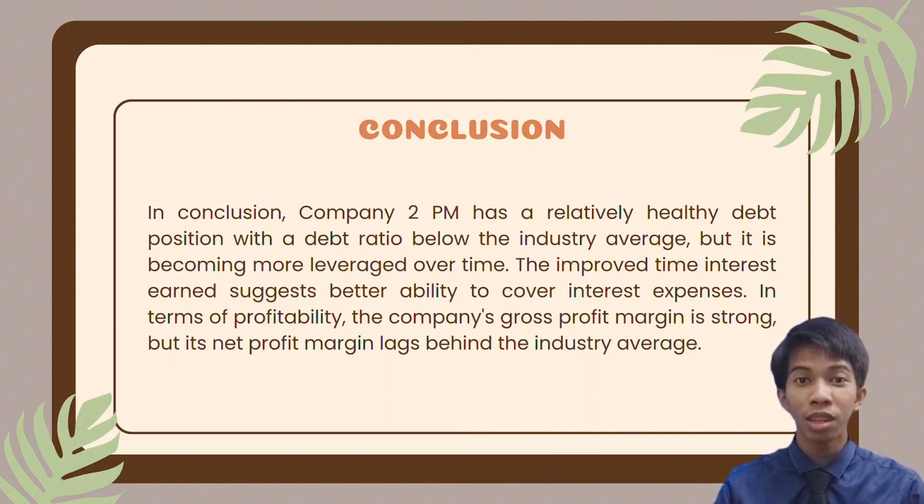So, in conclusion, company 2PM has a relatively healthy debt position with a debt ratio below the industry average, but it is becoming more leveraged over time. The improved times interest earned suggests a better ability to cover interest expenses. In terms of profitability, the company's gross profit margin is also strong, but its net profit margin lags behind the industry average.